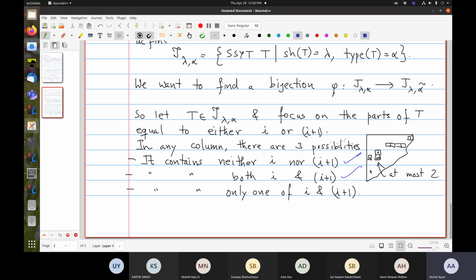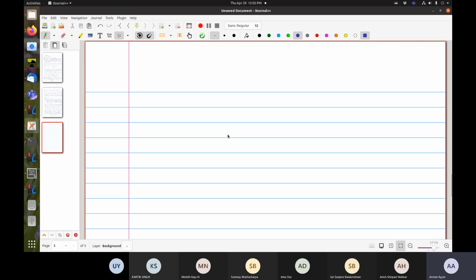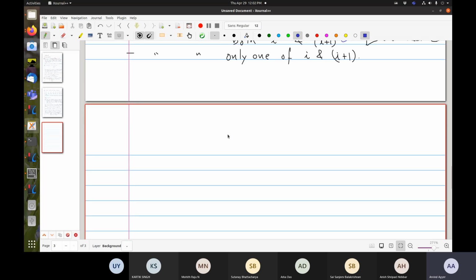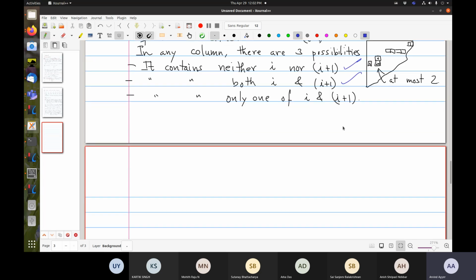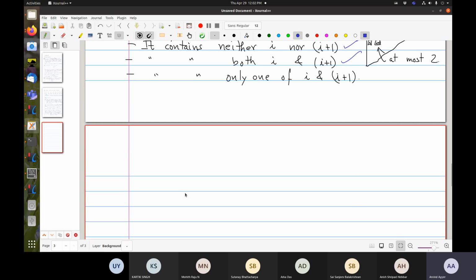And it could well be possible that there's an I here and I plus 1 here. So these could be separated all over the place. So we have to see what's going on. So we have to focus on this latter set.